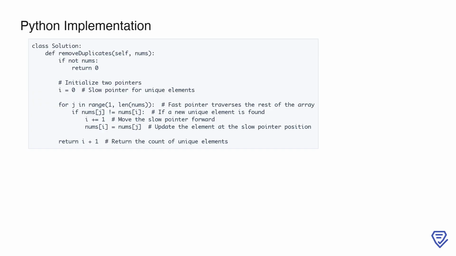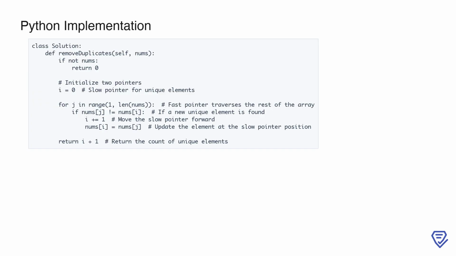Next, two pointers are initialized: i, the slow pointer, and j, the fast pointer. The slow pointer, i, keeps track of the position where the next unique element should be placed, while the fast pointer, j, scans through the array to find unique elements. The loop starts with j at 1, iterating through the rest of the array. For each iteration, the value at nums[j] is compared to nums[i].